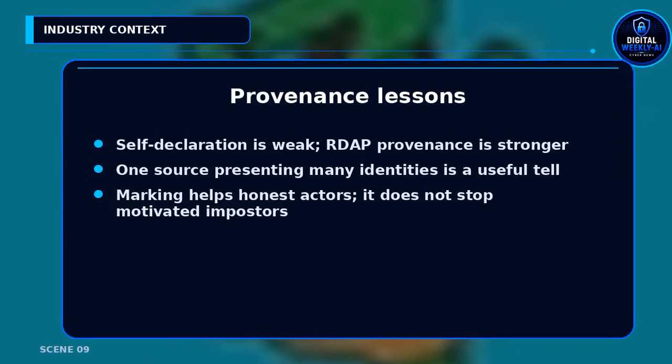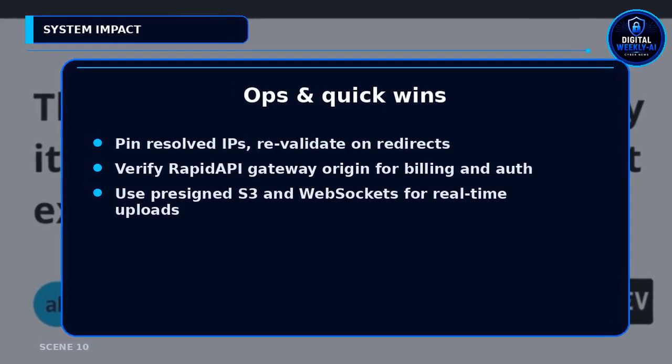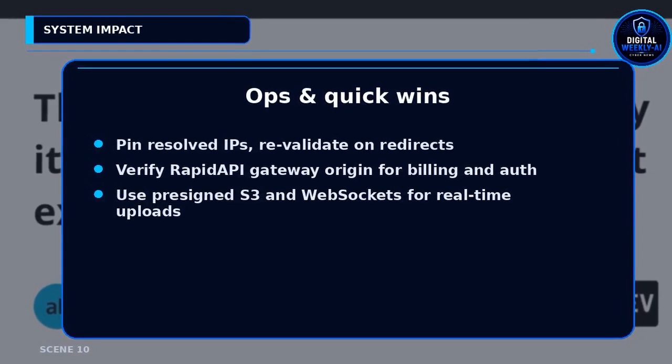A server log recorded 1,596 requests and 11 crawler identities. Of 1,290 attributable requests, 916 came from ranges the claimed vendor does not operate, 71%. Use RDAP and netblock checks instead of trusting self-declared headers. Practical developer actions. Resolve and pin DNS to IPs and recheck redirects to mitigate SSRF and DNS rebinding. For RapidAPI, verify gateway origin with an injected secret.